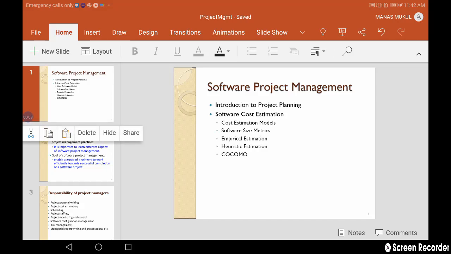Hello everyone. So today we're going to start with the last chapter of your software engineering course, and that is going to be software project management.